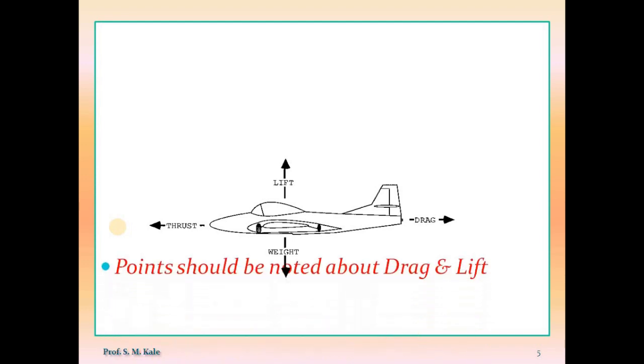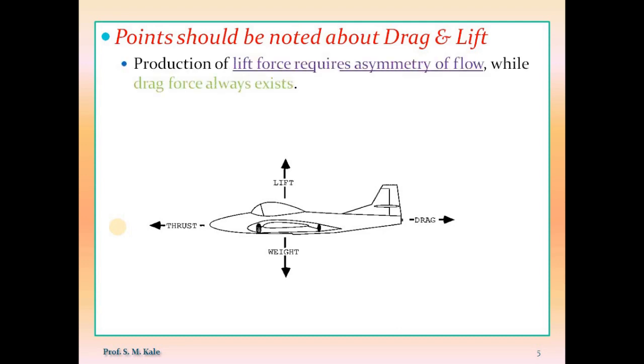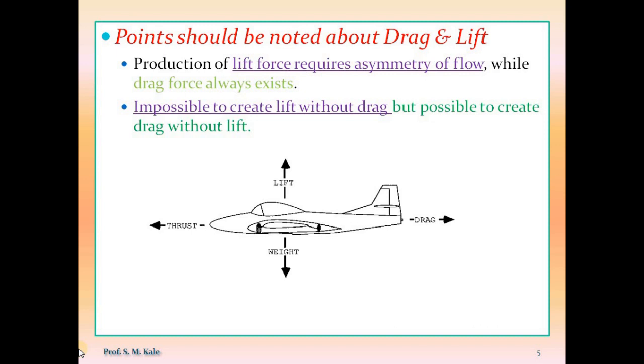There are some points which should be noted, related to drag and lift. First, we have seen that production of lift force occurs only when the axis of the stationary body is inclined to the direction of motion. That means production of lift force requires asymmetry of a flow, while drag force always exists. Second, we have to keep in mind that it is impossible to create a lift without drag.